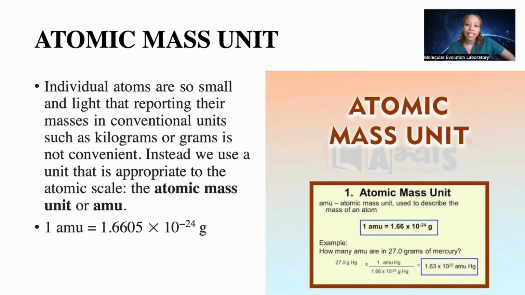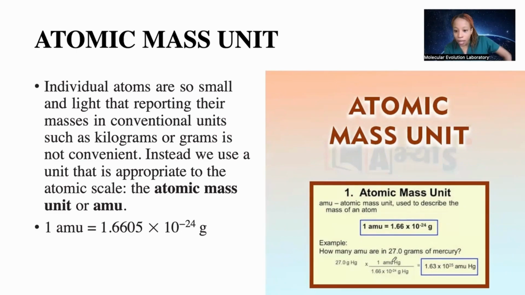This is basically just showing different isotopes of hydrogen, helium, lithium, carbon. The atomic mass is measured in atomic mass units. Individual atoms are so small and light that reporting their mass in conventional units such as kilograms or grams is not convenient. Instead, we use a unit that is appropriate to the atomic scale, the atomic mass unit, or AMU. One atomic mass unit is equivalent to 1.6605 times 10 to the minus 24 grams.